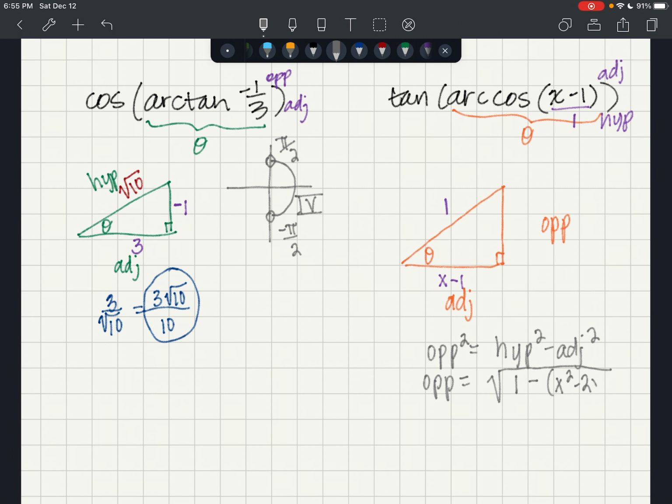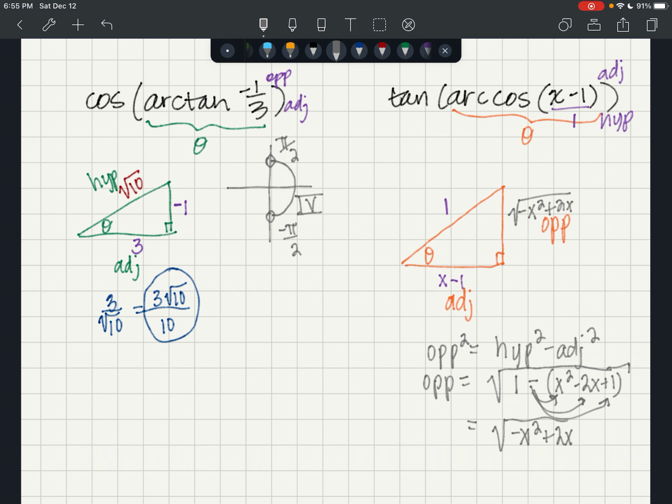That's x squared minus 2x plus 1 when we expand it out. When I subtract, I'm going to get 1 minus 1 cancels out, and I get negative x squared plus 2x. So here's the square root of negative x squared plus 2x.